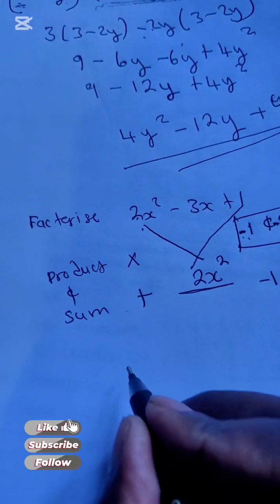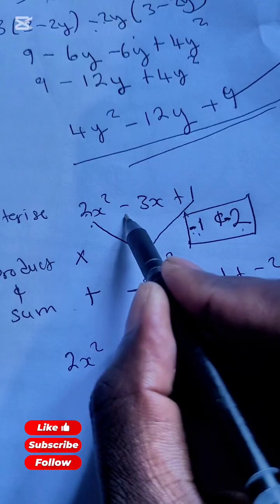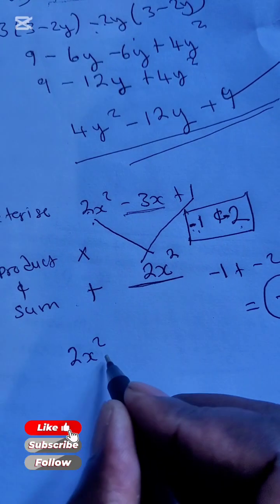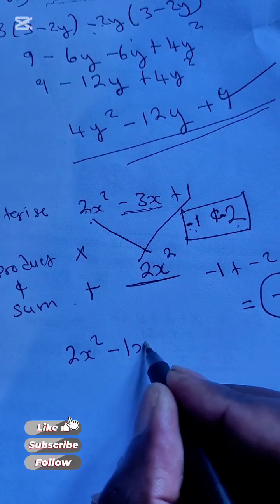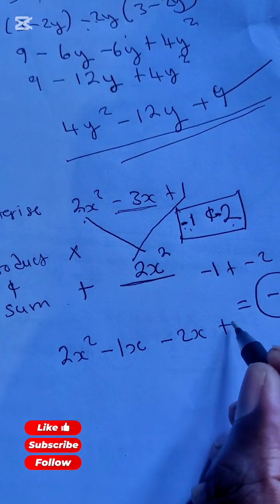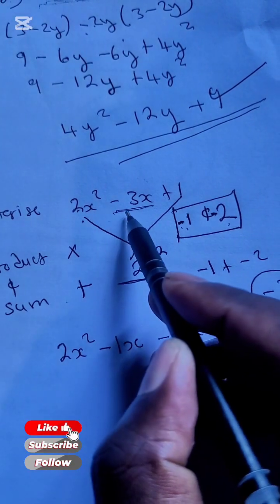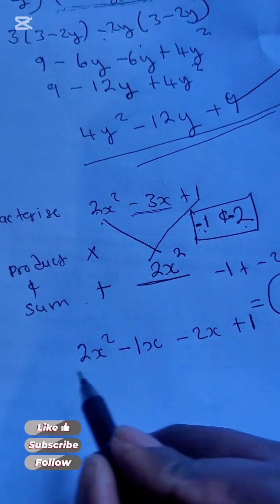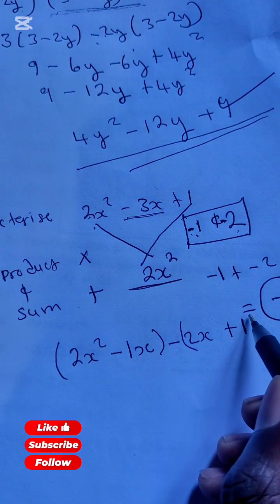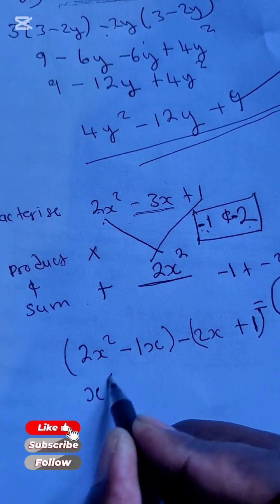Then if we add negative 1 plus negative 2, we get negative what? Negative 3. So we are going to say 2x squared. Remember, negative 3 is now replaced with negative 1 and negative 2. It's now negative 1x, negative 2x plus 1. This one right here. So negative 3 is being replaced with negative 1 and negative 2. So we are going to factorize further. What is common here? X is common right here.